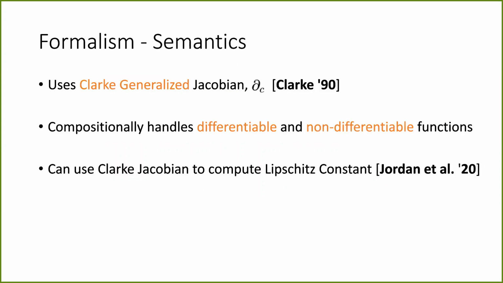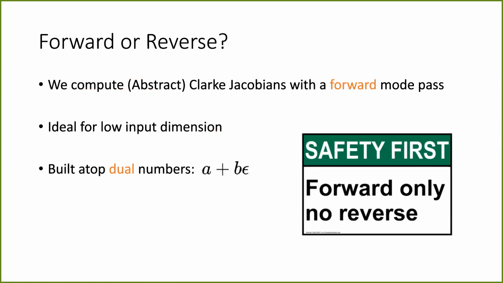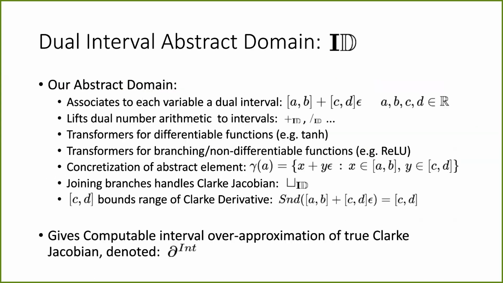Because of this, our differentiable programming semantics will be defined over the Clarke generalized Jacobian, as this generalized derivative is still mathematically well-defined for both differentiable and non-differentiable functions. Furthermore, the Clarke Jacobian can be used to compute the Lipschitz constant. As the exact Clarke Jacobian is not computable, we will compute an abstract interpretation of it using a forward mode pass. This forward mode pass is highly efficient for small input dimensions, and it will employ a custom fully compositional abstract domain built atop dual numbers.